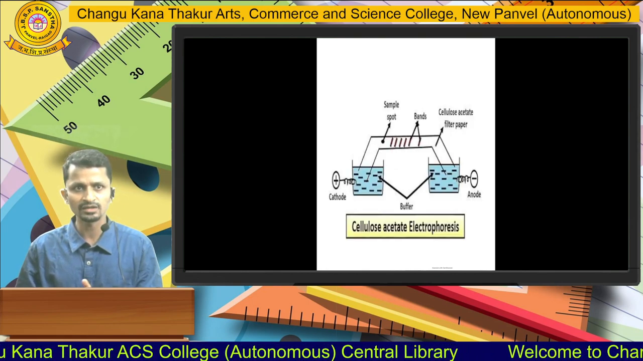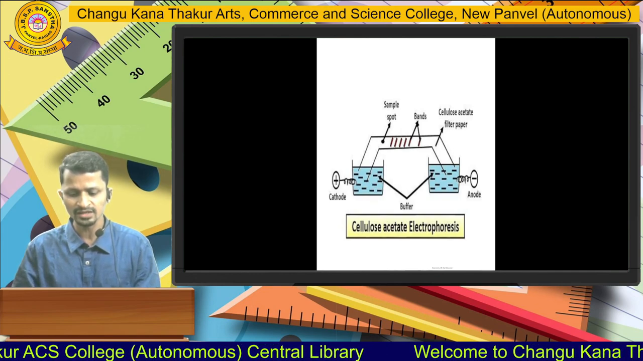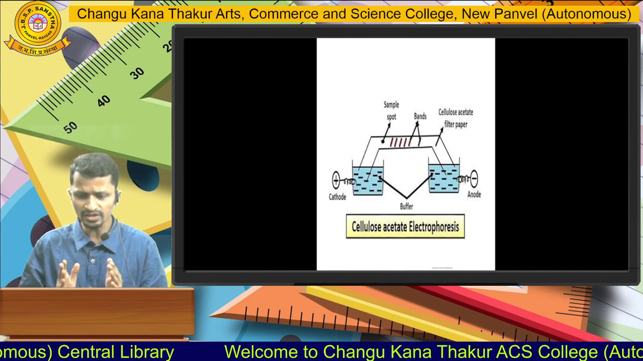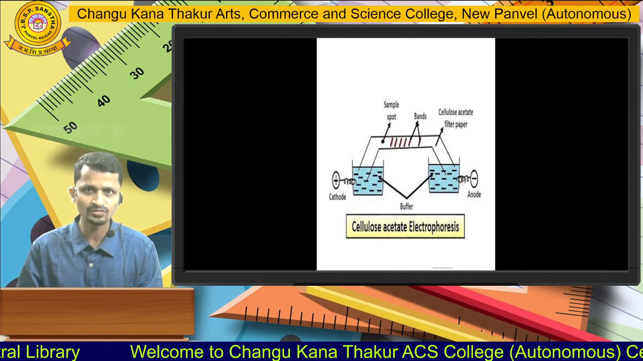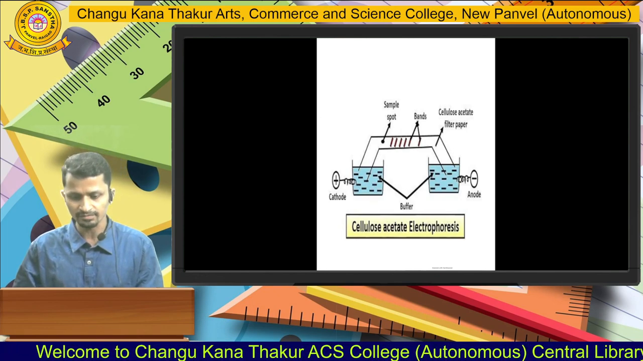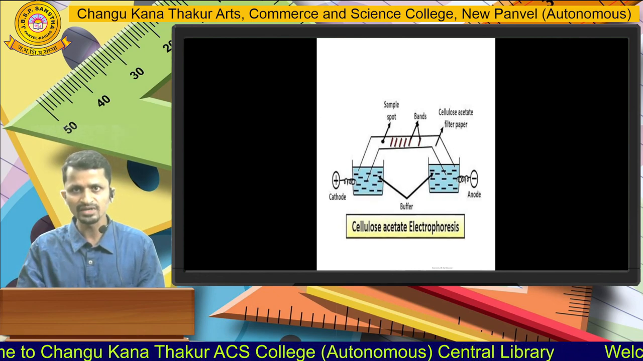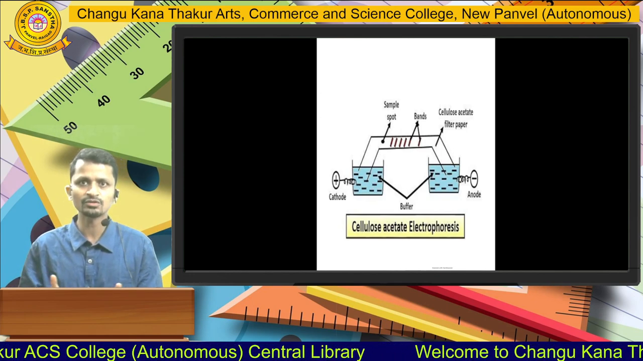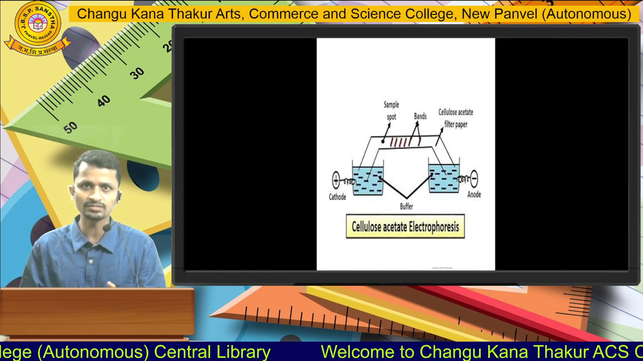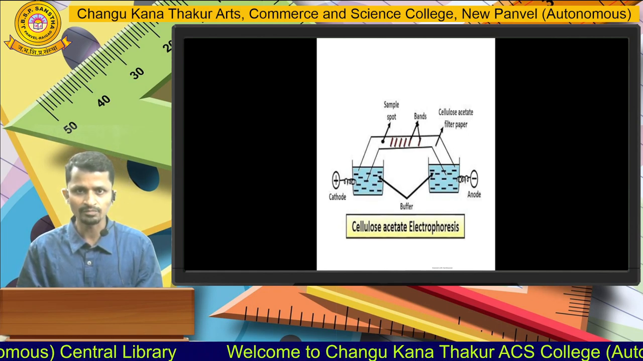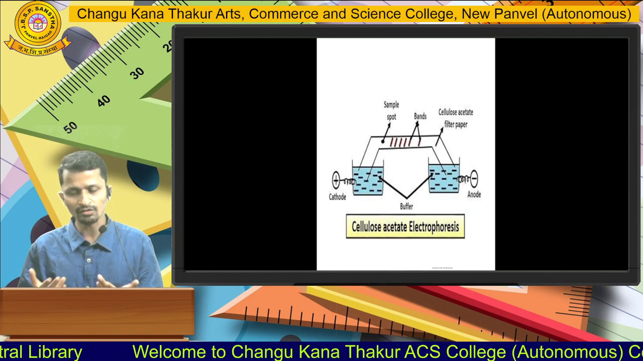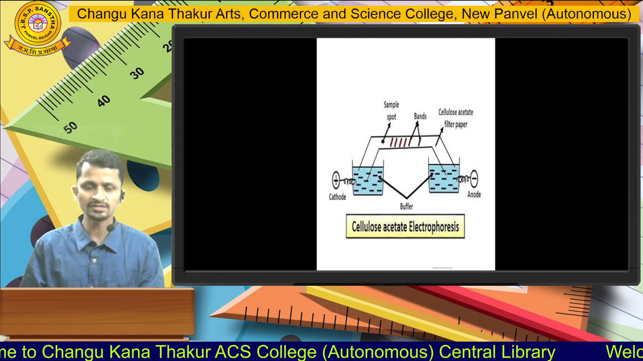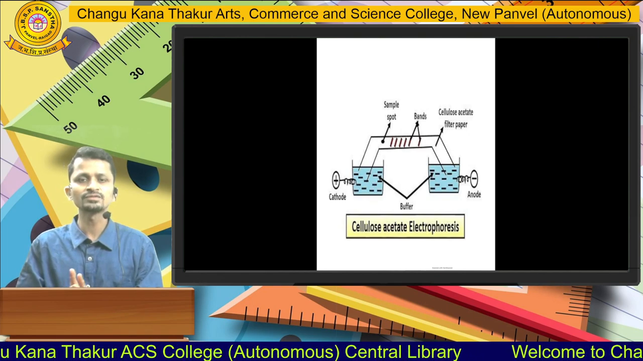So this is the figure of cellulose acetate electrophoresis, which is similar to paper electrophoresis; the only difference is that instead of paper we use cellulose acetate filter paper, and we spot the sample in the middle of the filter paper. After the supply of electricity, the separation of charged particles takes place: positively charged particles will move to the negatively charged electrode, that is the cathode, and negatively charged particles will move to the electrode containing positive charge, that is the anode.